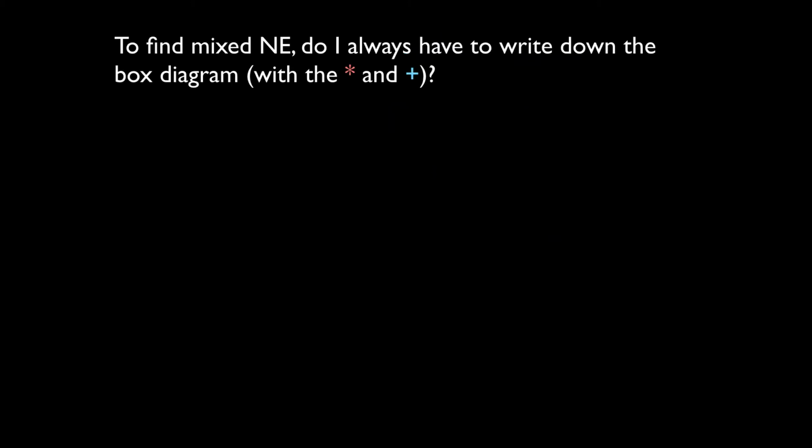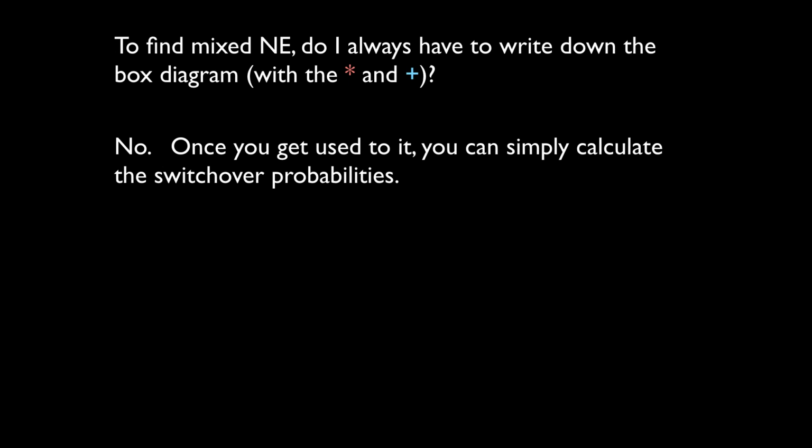To find mixed Nash equilibrium, do I always have to write down the box diagram? The answer is no. I'm doing this mainly to show you how it's done and why it works. But once you're used to it, you can simply do this little math here. In fact, you can kind of forget about that. You might say, why did you teach us all that? Well, I'm trying to explain why it works. But really the key is to find this total probability and just do this. You probably did that in section already. Some people do. You don't have to do this all the time. You can just do this.